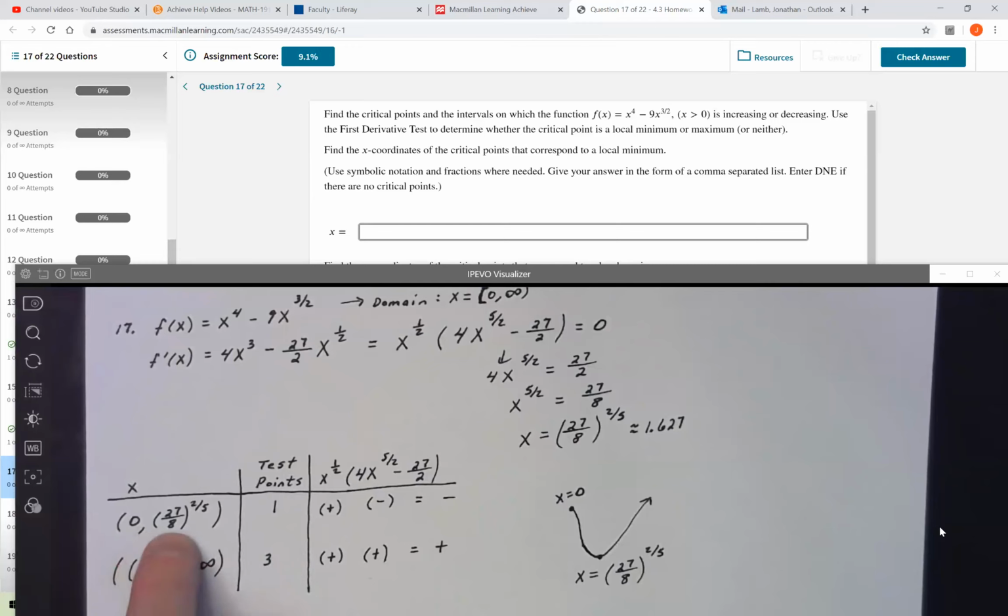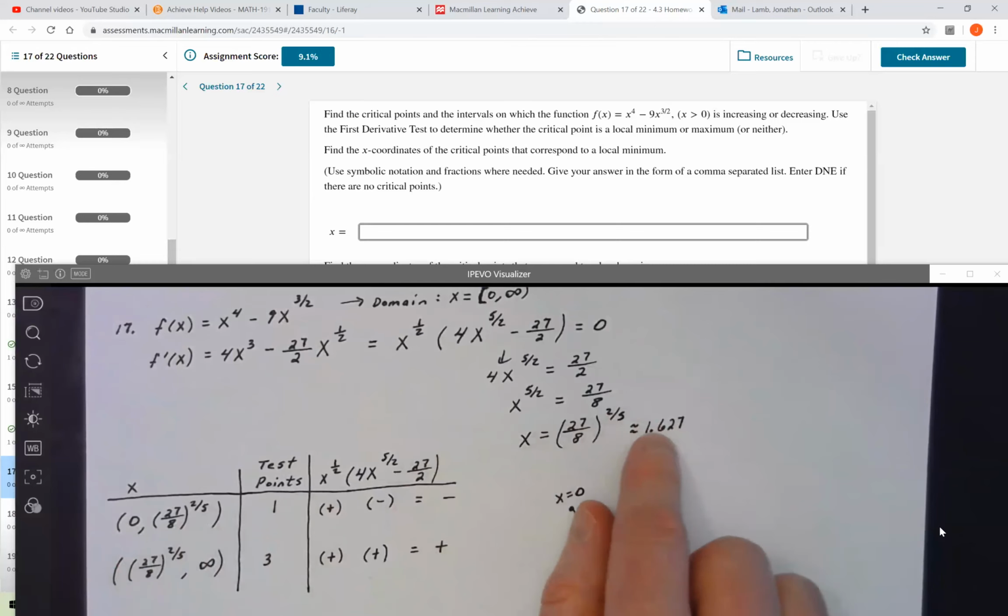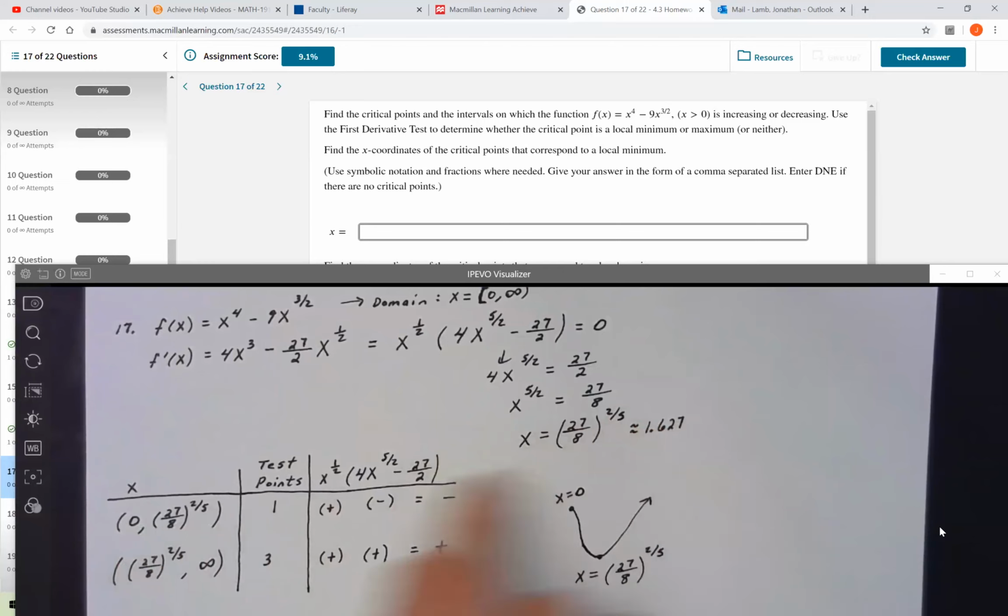I choose a test point in the first region, and here's where that decimal value really helps out. Well, I know 1 is between 0 and this critical point, and between this critical point and infinity, I chose a 3. Nothing special about those numbers other than they are within the regions they're supposed to represent. Now, in this first one, when I plugged in a 1, I knew, of course, 1 to the 1 over 2 power, that's going to be a positive.